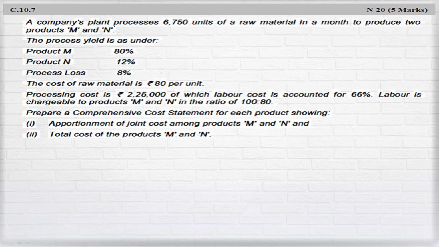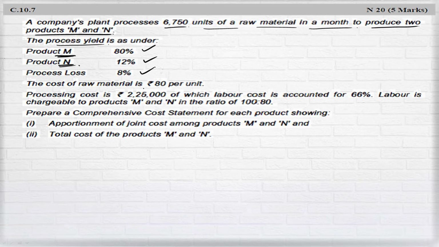A company's plant processes 6,750 units of raw material in a month to produce two products M and N. The process yield is as under: product M 80%, product N 12%, and process loss 8%. So there will be two joint products, M and N.